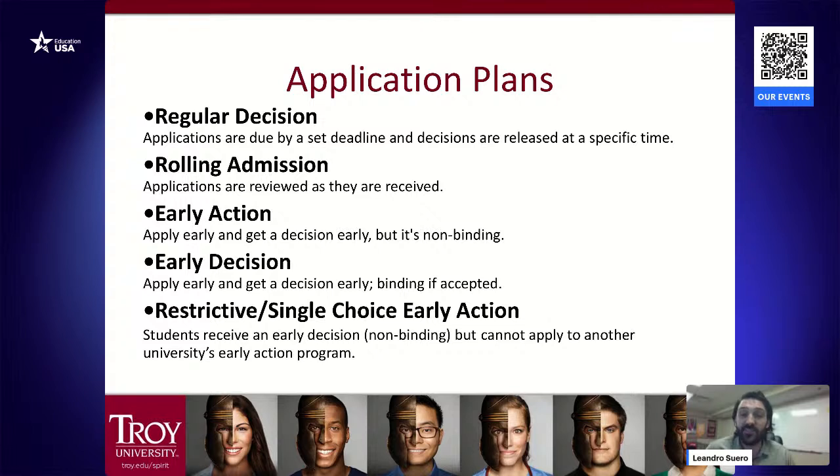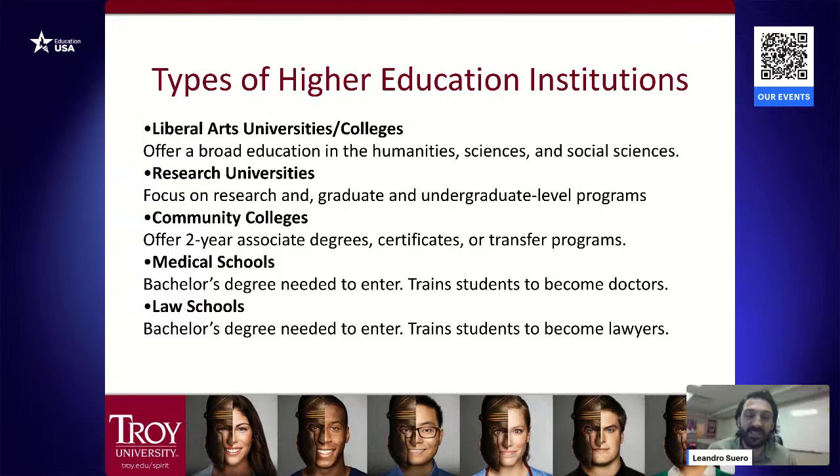And now for restrictive or single choice early action. This is pretty similar to early action, with the difference that the university will not allow you to apply to other early action programs at other universities. Sometimes they will allow you to apply for rolling admission at other universities, or maybe regular decision, but you cannot apply to another early action program at another university. If somehow they find out that you're applying to many early action programs, they may just revoke your admission. We can move to the next slide.